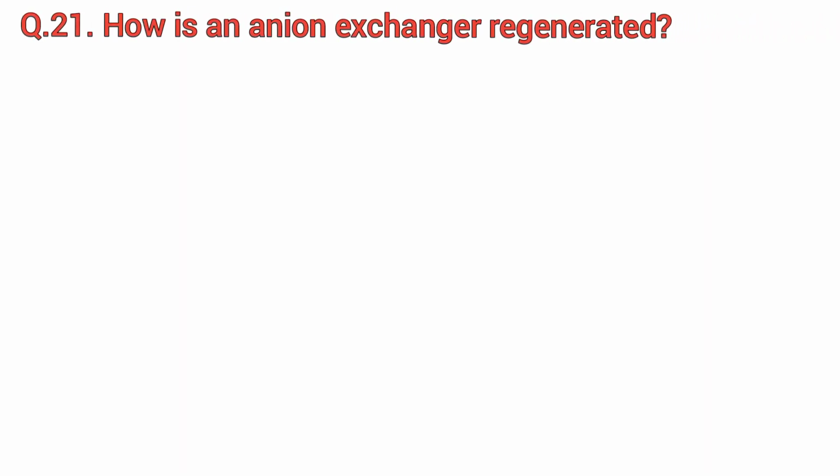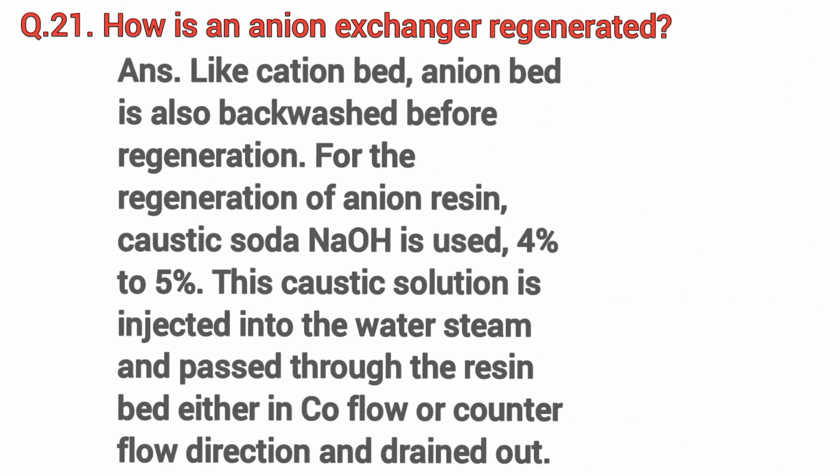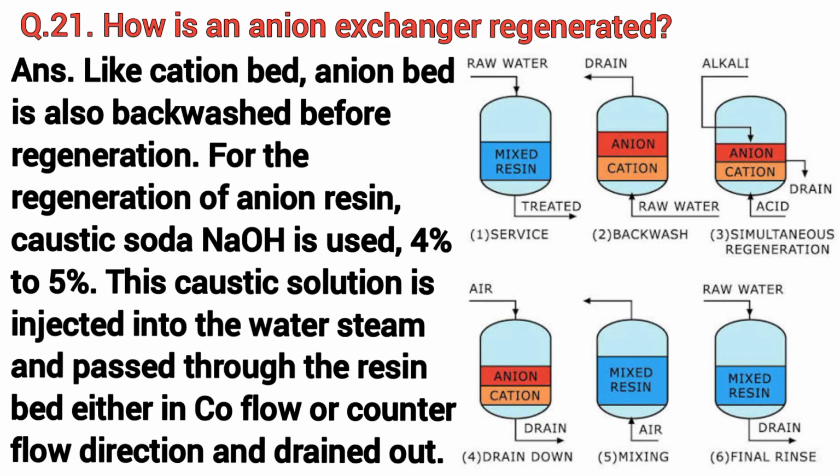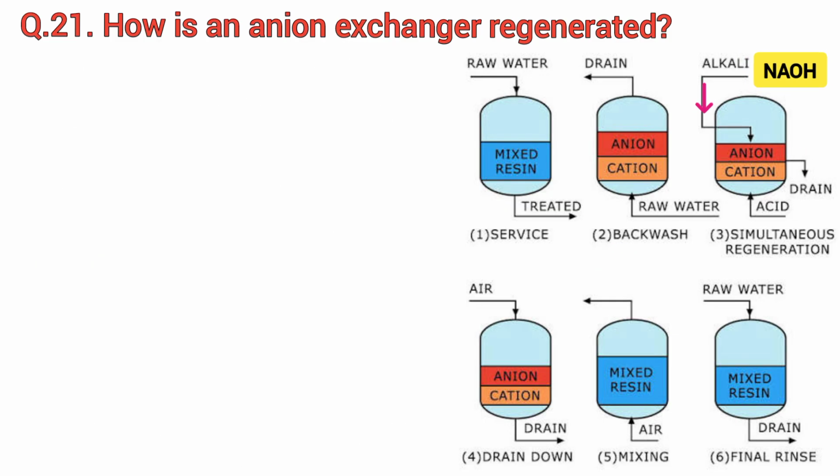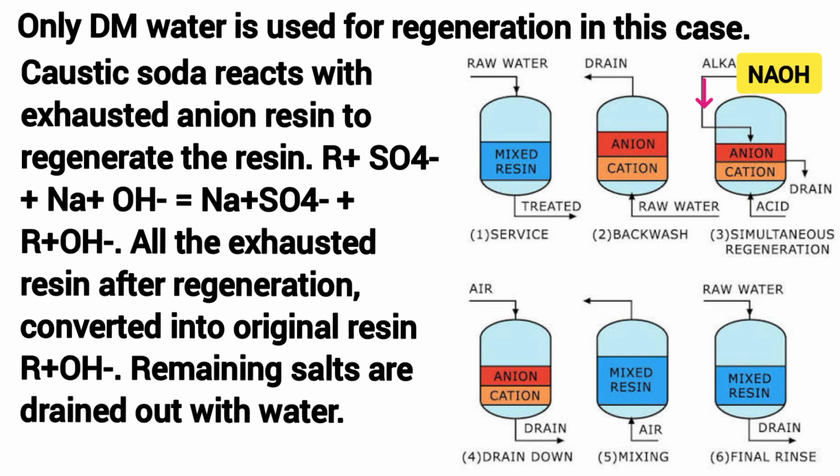How is an anion exchanger regenerated? Like the cation bed, the anion bed is also backwashed before regeneration. For the regeneration of an anion resin, caustic soda NaOH, 4% to 5%, is used. This caustic solution is injected into the water stream and passed through the resin bed either in co-flow or counter-flow direction and drained out. Only DM water is used for regeneration in this case.